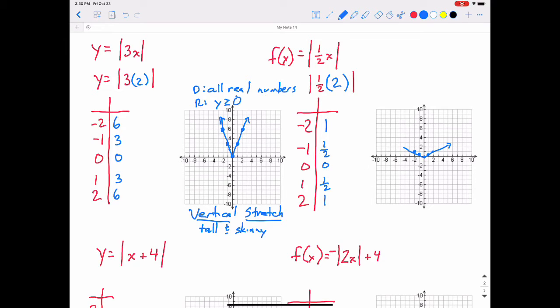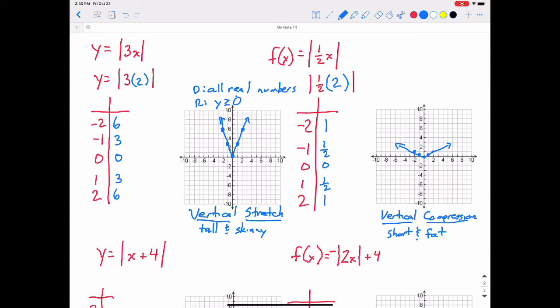So how did multiplying by 1/2 affect the graph? It got shorter and it got wider. We call this a vertical compression. Basically what that means is it got short and fat. Or short and stocky if you want to maybe use a nicer name for it, short and stocky.